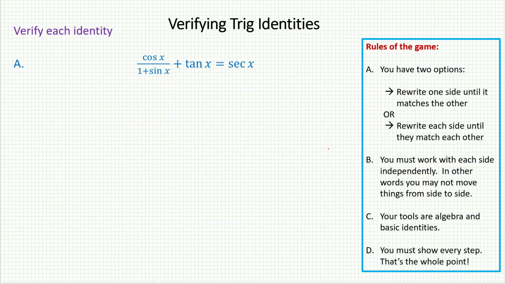Verifying trig identities. Example A. Remember, the rules are very specific. We can either rewrite one side until it matches the other, or we can work on both sides until they match each other. We have to work independently with each side. Our tools are algebra as well as basic trig identities, and the whole point is to show every step.